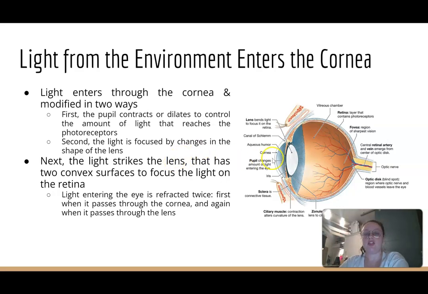Next, the light strikes the lens, which would be this big white thing here. And it has two convex surfaces to focus light on the retina. The light is actually refracted twice, first through the cornea and then again through the lens to focus it on the photoreceptors.